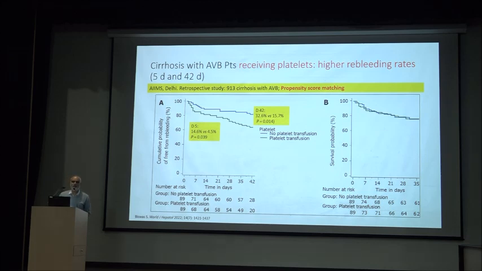patients who received platelets had actually higher rebleeding rates as compared to the patients who did not receive platelet transfusions. At day 5, rebleeding rates were 14.6% versus 4.5%, and at day 42, rebleeding rates were 32.6% versus 15.7%, whereas the mortality remained the same.